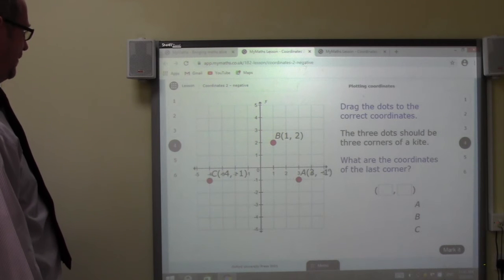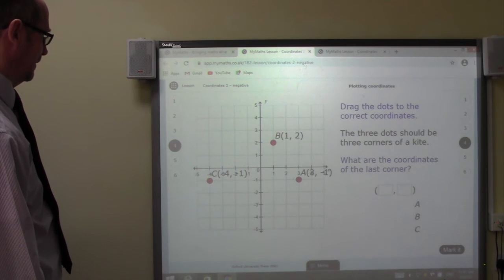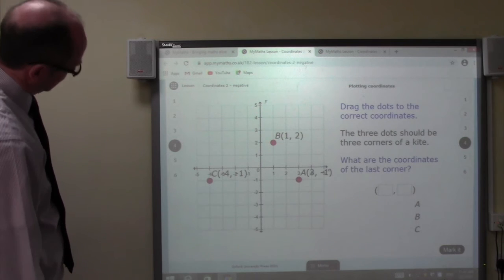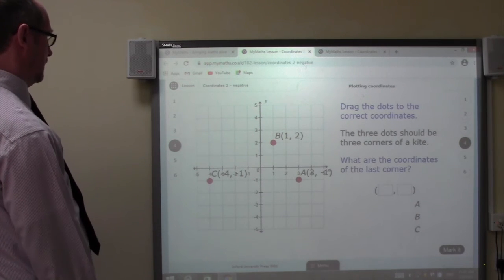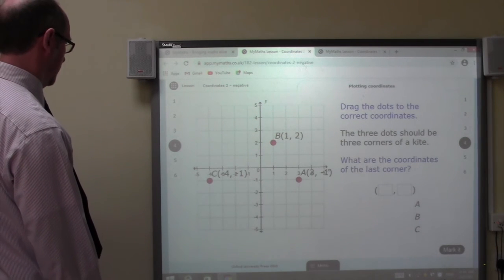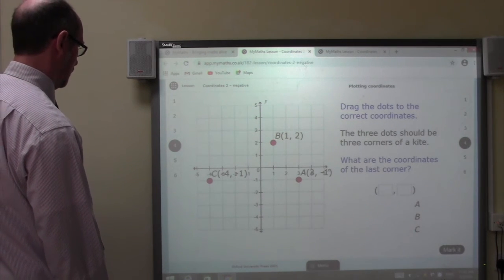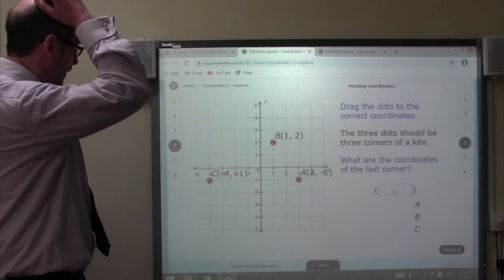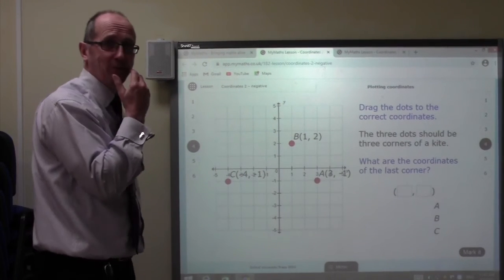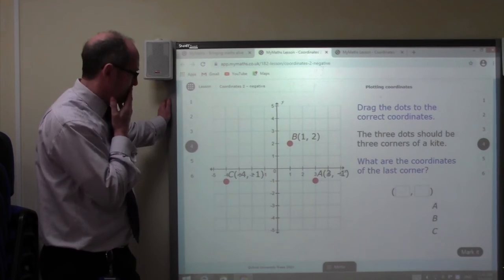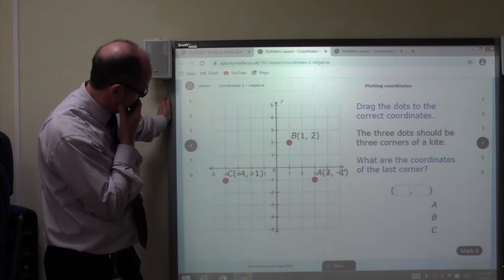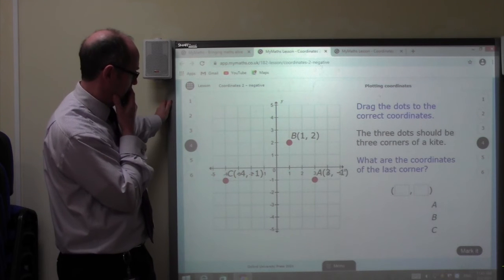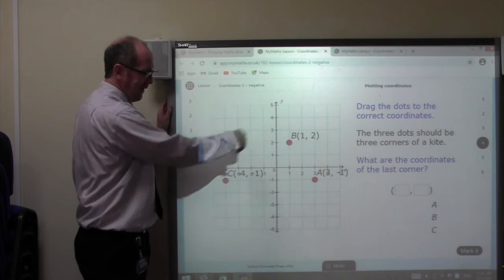A kite? How do you get a kite from that? Have I done something wrong? Minus 4, minus 1. I can't work out the last one. Anyone else work it out? How do you get a kite from there? Anyway, forget that part. The rest of it's right.